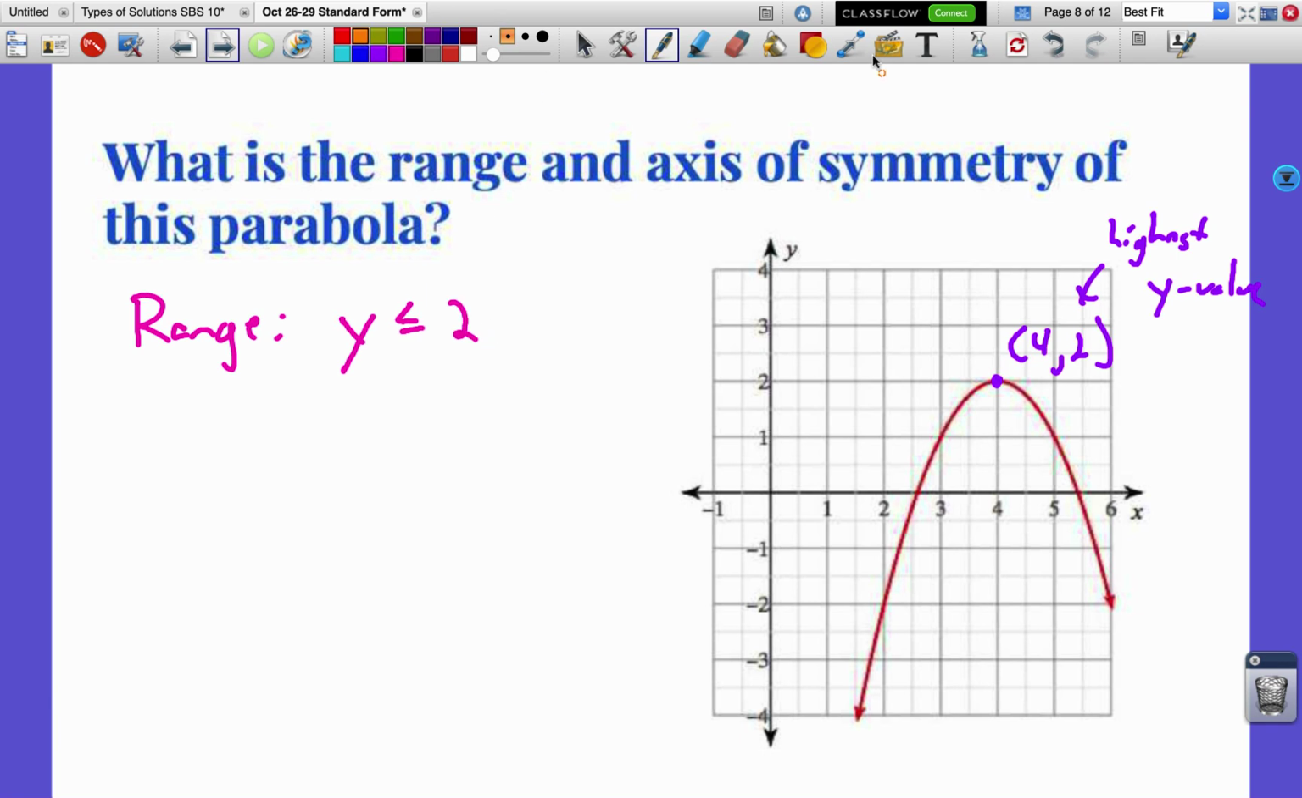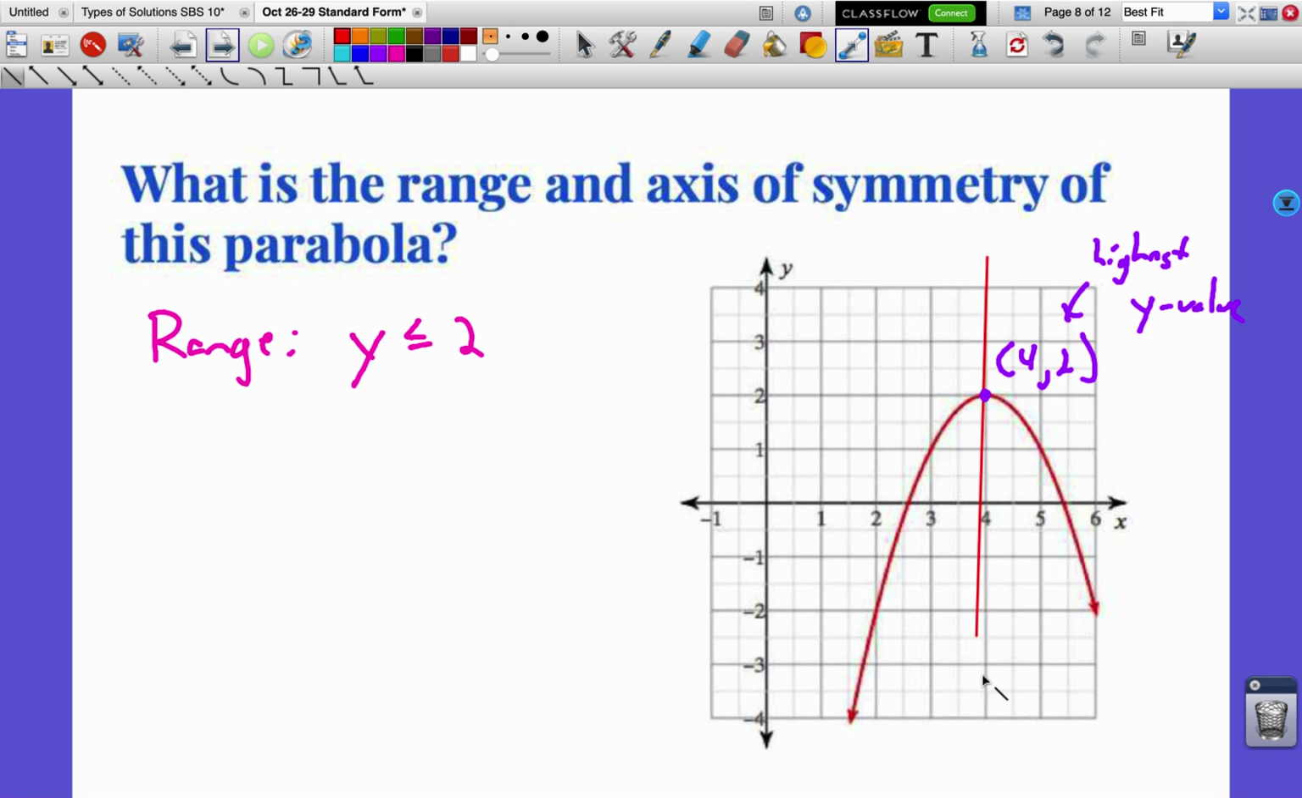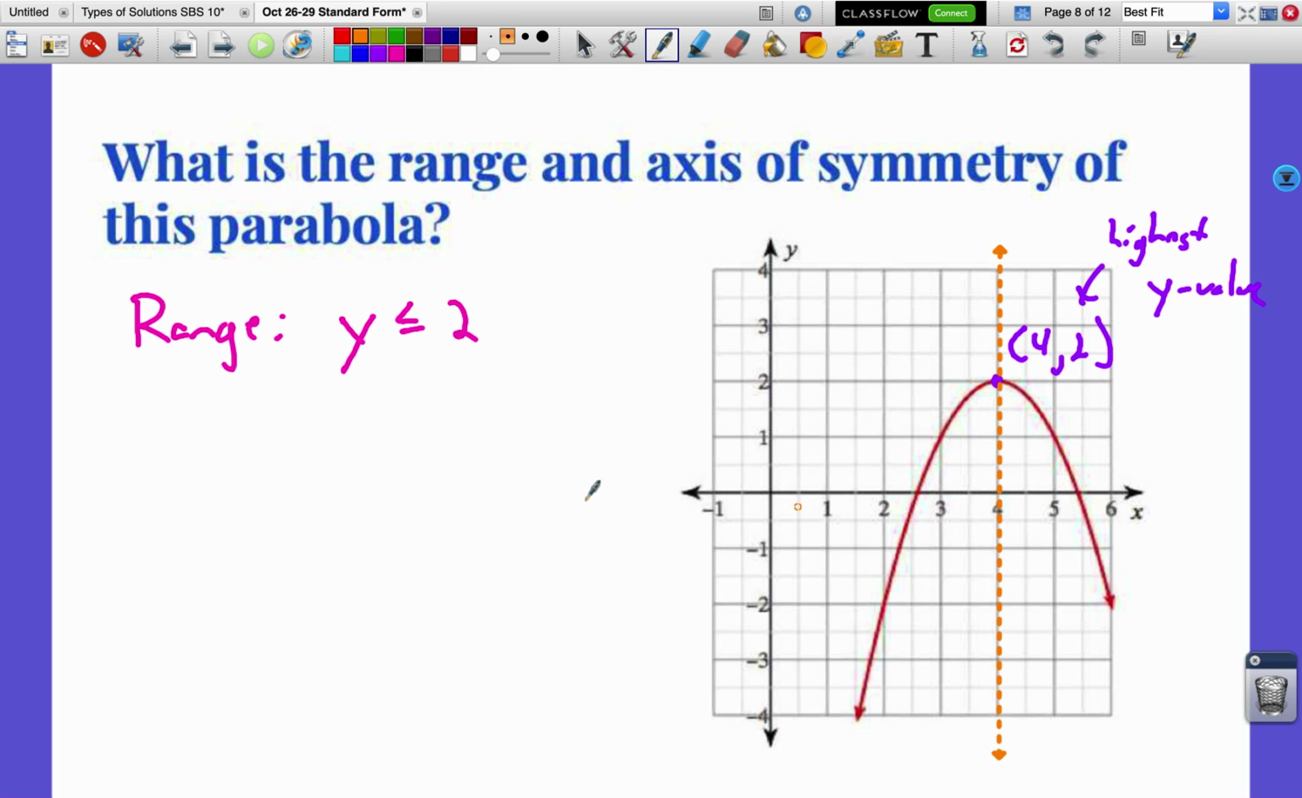All right, the axis of symmetry is a vertical line that goes through this point here. Maybe we'll make it a dotted line. How do I write the equation for a vertical line? Well, it has to be an x equals equation. So the axis of symmetry here is going to be x equals 4. It's always x equals the h value. Make that clear, that's an h.